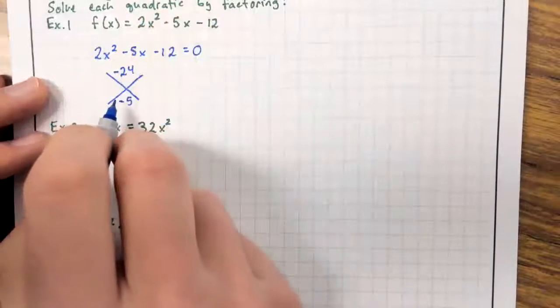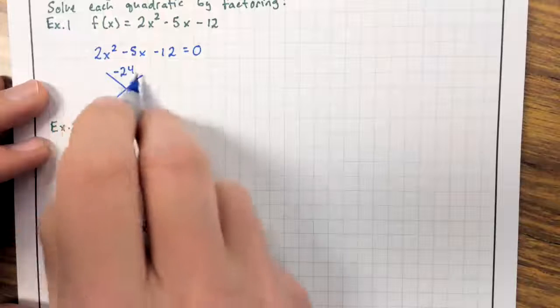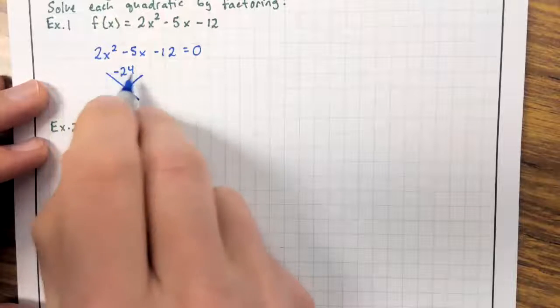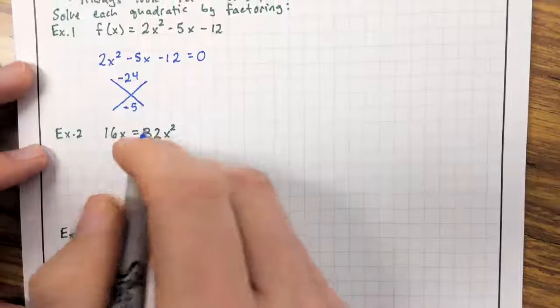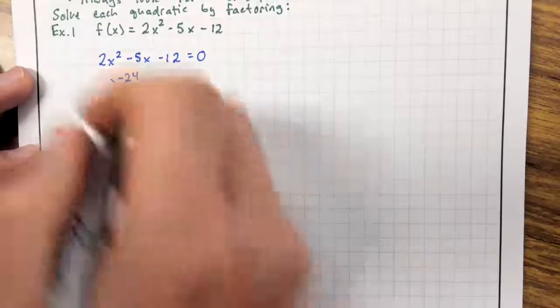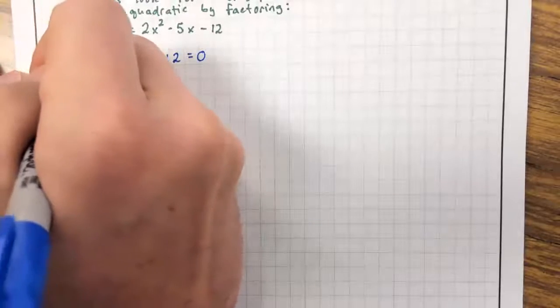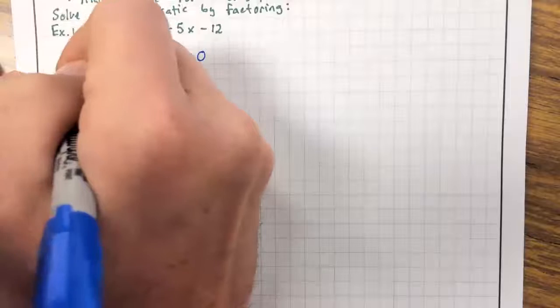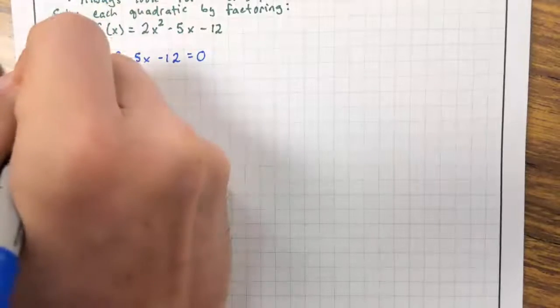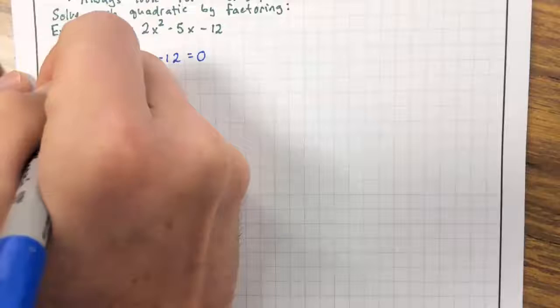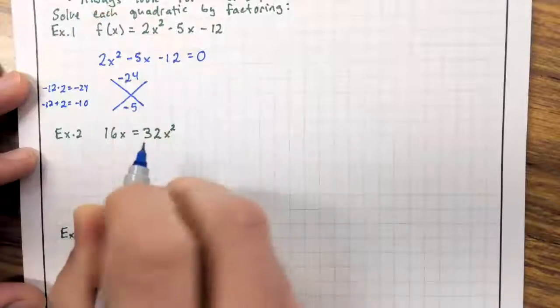So this might be the hardest part for a while. What are factors of negative 24? What can I multiply that makes negative 24 that adds up to negative 5, right? So like one possible thing you could have done was maybe negative 12 times 2. Well, hey, that equals negative 24. But if I try to add those together, I get negative 10. So that's not going to work.